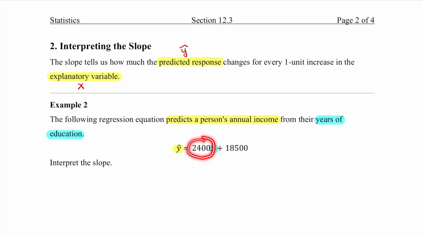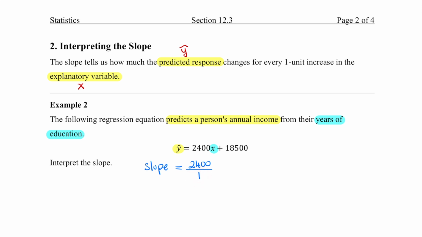To interpret the slope, it helps to write it as a fraction. So I rewrote 2,400 as 2,400 over 1. Remember that the slope is rise over run. The numerator, 2,400, represents the change in the predicted annual income. The denominator, 1, represents an increase of 1 year of education.